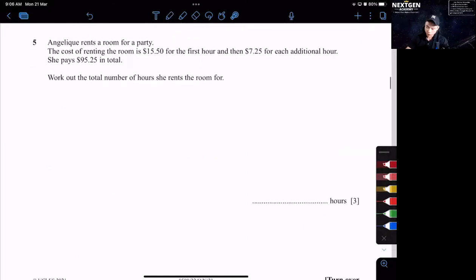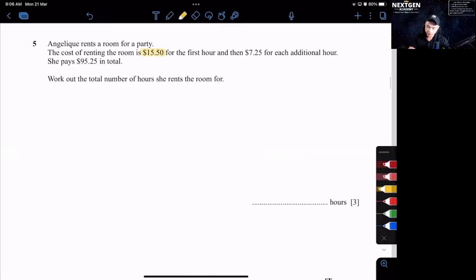Okay, let's see. Question 5. Angelique rents a room for a party. The cost of renting a room is $15.50 for the first hour, and then $7.25 for each additional hour. She pays $95.25 in total. Work out the total number of hours she rents the room for.